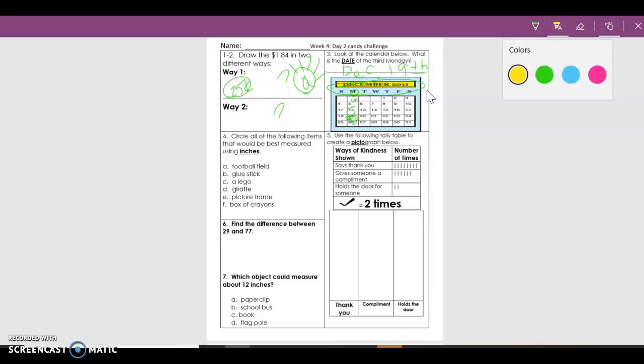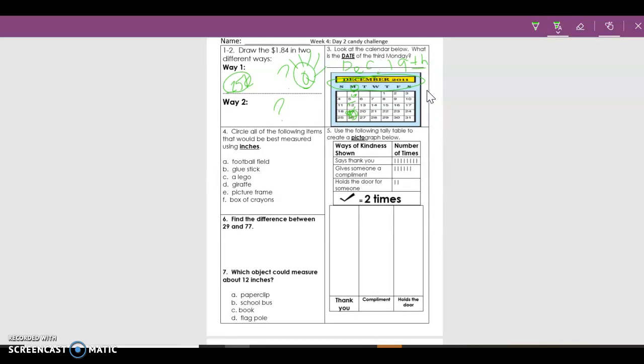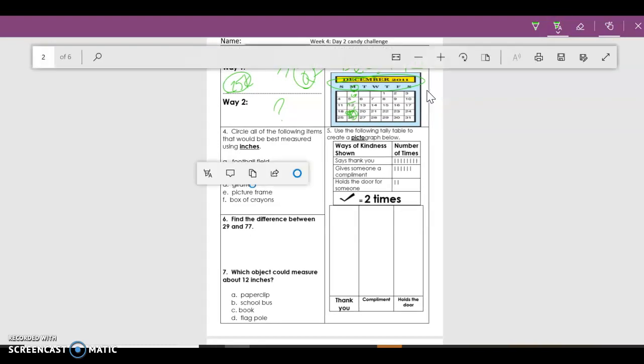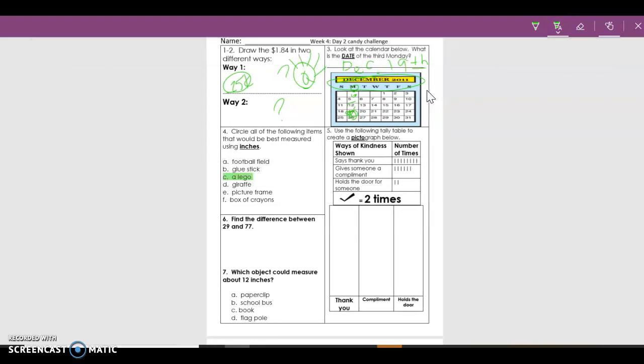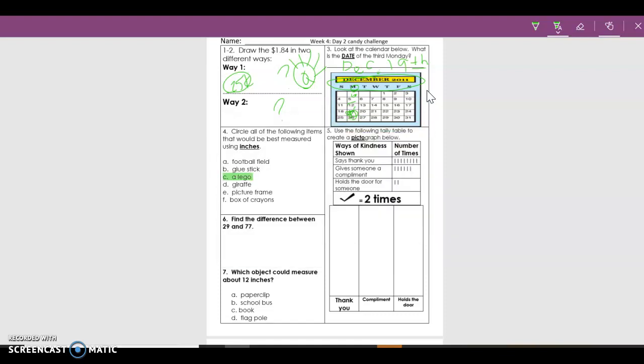I'm actually going to highlight. I think that'll be easier. Oops, maybe not. See if I can get it to work. Nope, just kidding. Oh my goodness. Okay, let's go back to the pen.